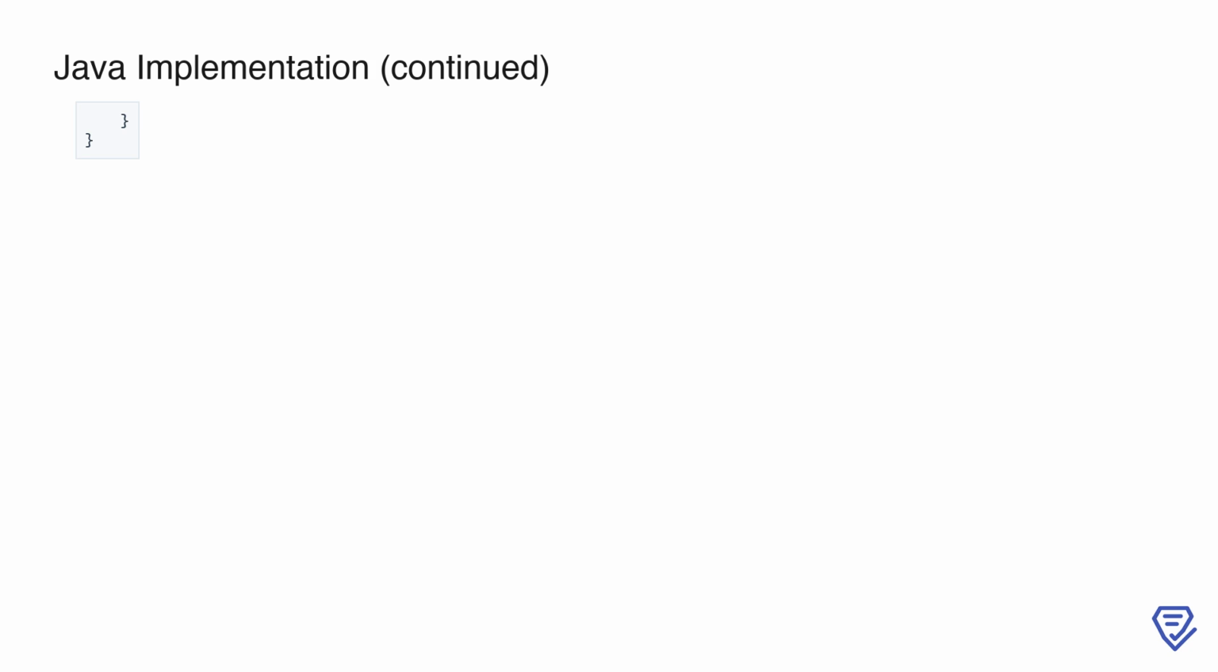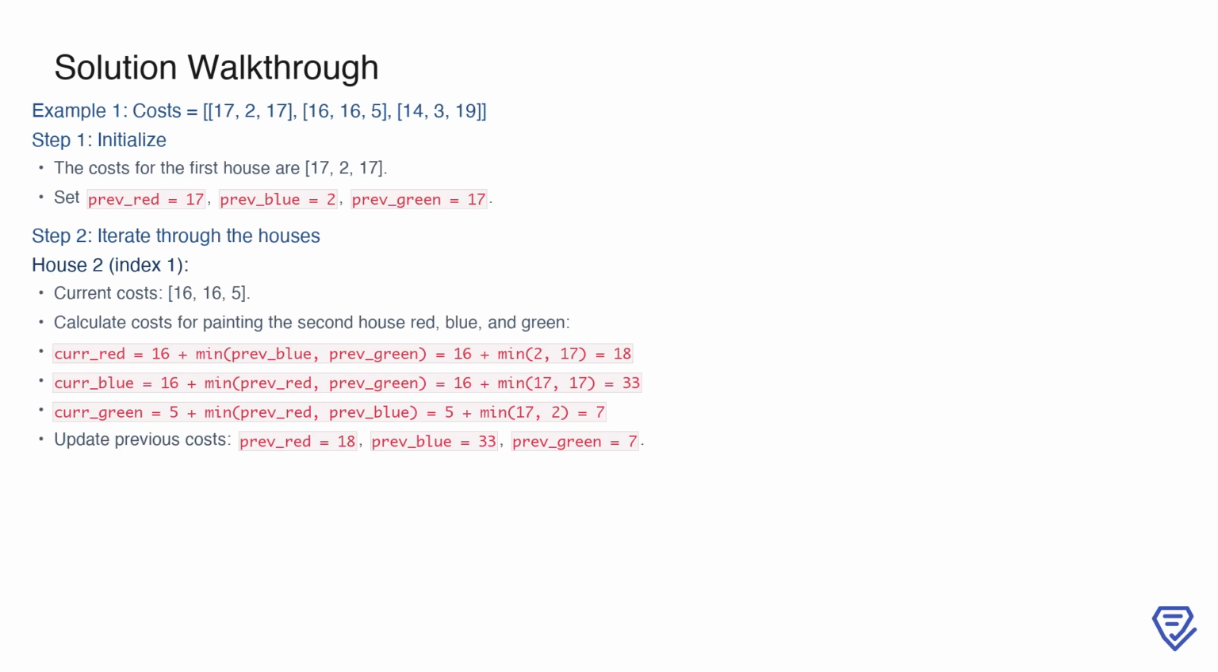These represent the minimum costs of painting all the houses, ending with the last house painted in red, blue, or green, respectively. By taking their minimum, we ensure we get the optimal solution. This completes the implementation of the algorithm, which uses dynamic programming to solve the problem efficiently with a constant space complexity.